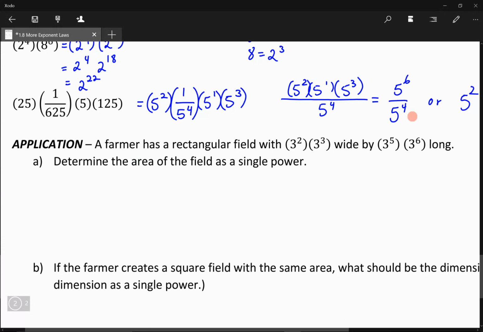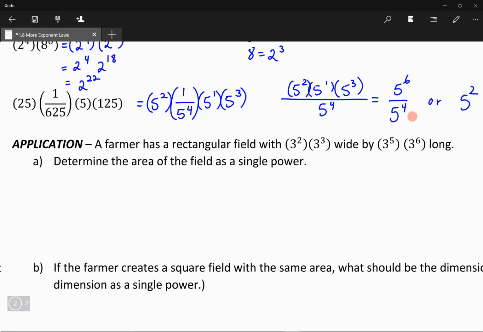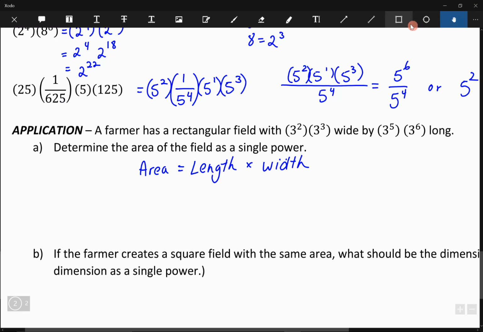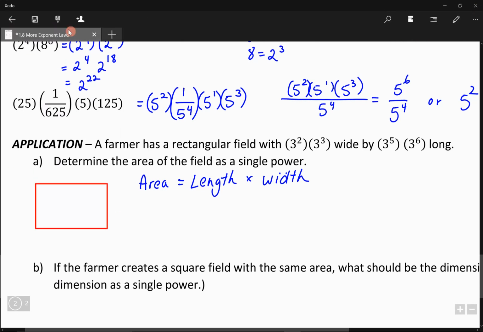Application problems. A farmer has a rectangular field, 3 squared times 3 cubed wide, 3 to the power of 5 times 3 to the power of 6 long. Determine the area of the field as a single power. Well, the area of a rectangular field is just its length times its width. Okay, if it helps, draw a picture. Here's a rectangular field. It has a length L, has a width W.